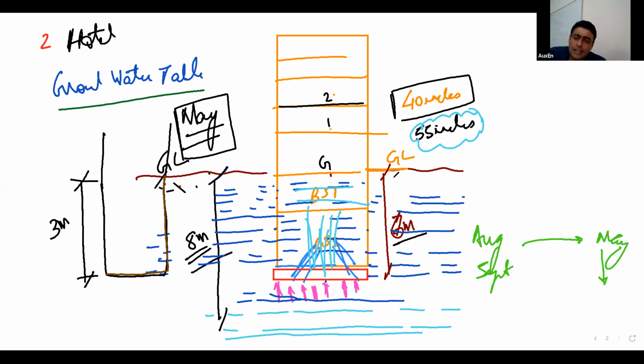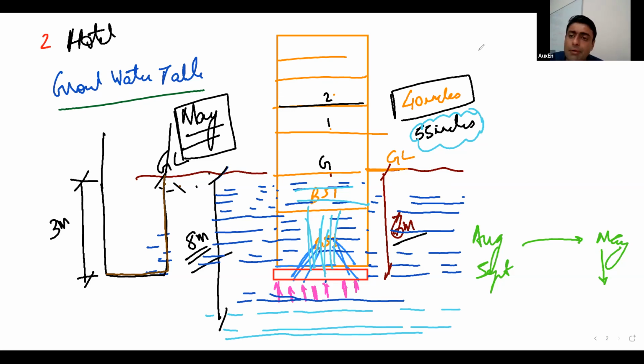Yes, James is asking, so groundwater table depends on season as well. Yes, it depends on season. The groundwater table rises and falls as per the season. So there is a seasonal variation that you get.